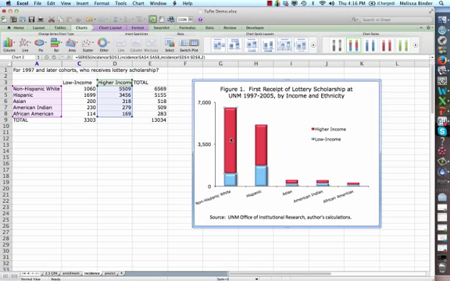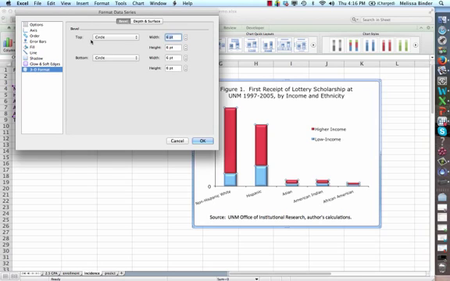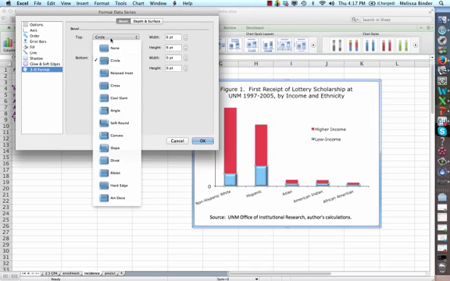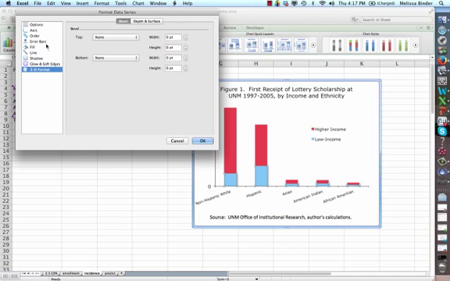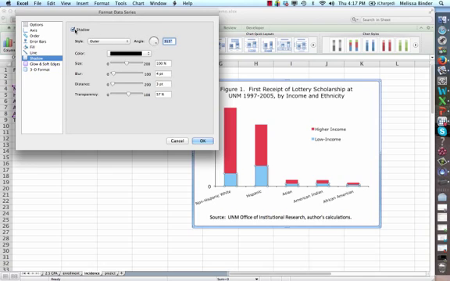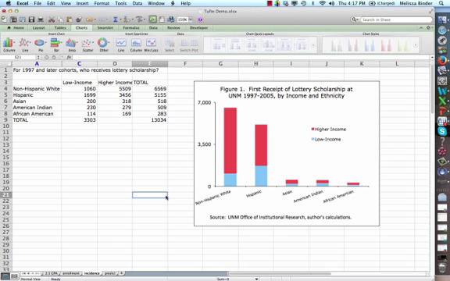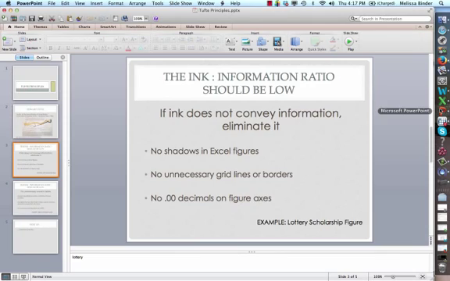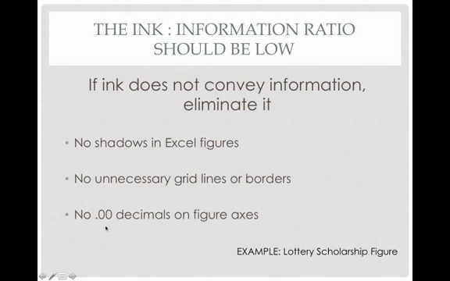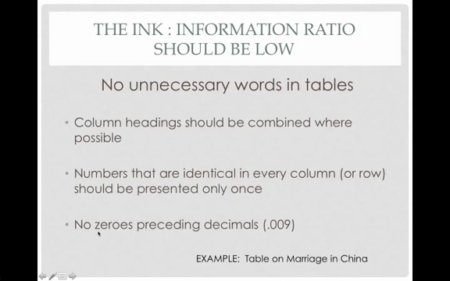And then this weird blobby thing, that's a 3D format. Let's make that none. Okay, and we can do the same thing for these. No 3D format. What was the other thing? Oh, the shadow. You never want a shadow. That's just distracting. Okay, so now this is a much better graphic than it was. Going back to the PowerPoint. So that's the ink to information ratio on a figure.